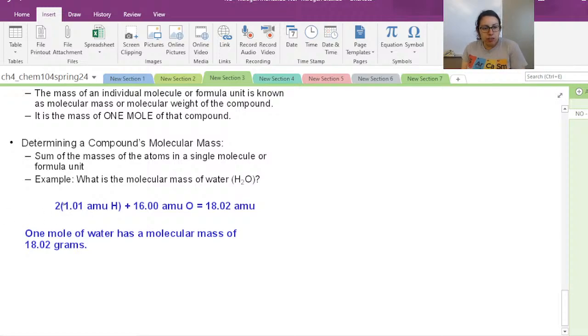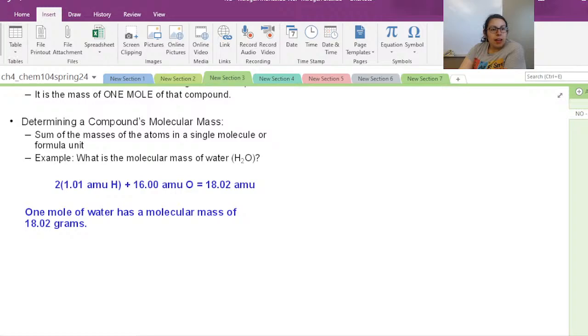And then 2 hydrogens, so multiplied times 2. And then plus 16 for the weight of oxygen, which is, again, a rounded value. So you could use 15.999. Those are the 2 common ones. Then add those up to get your total mass. So either one molecule is 18 atomic mass units or 1 mole of water is 18 grams per mole.